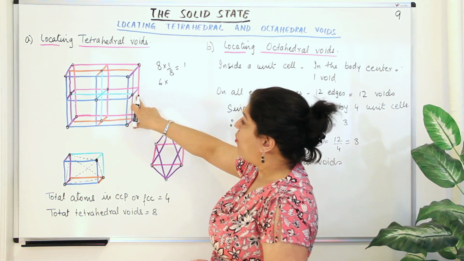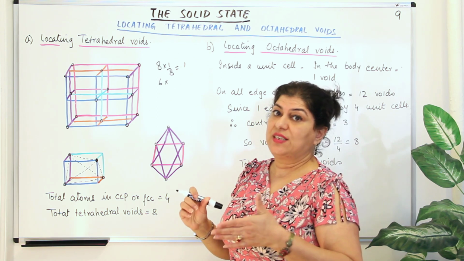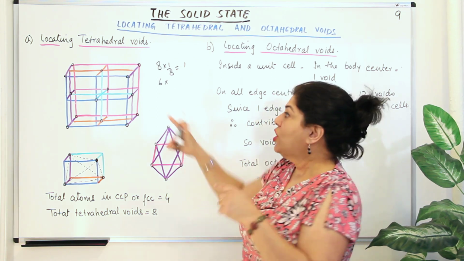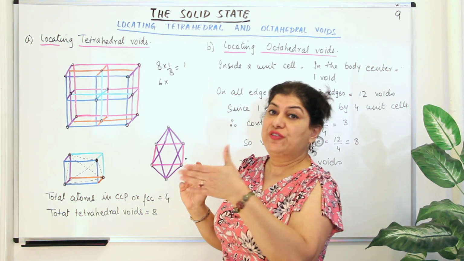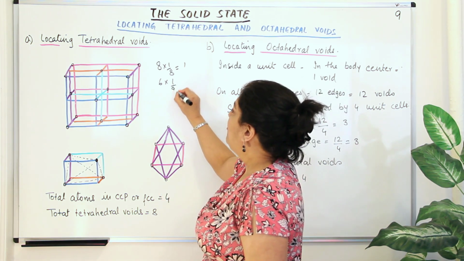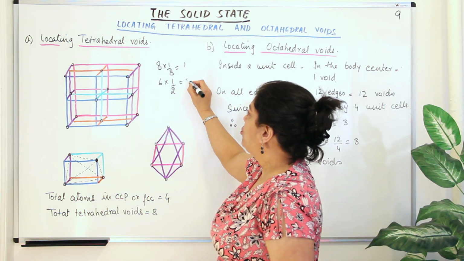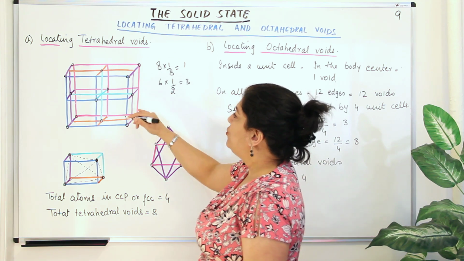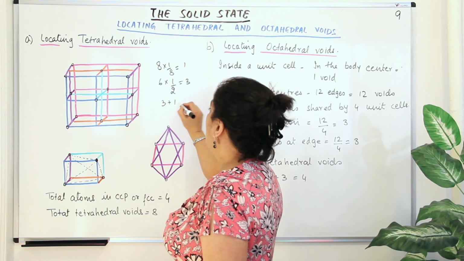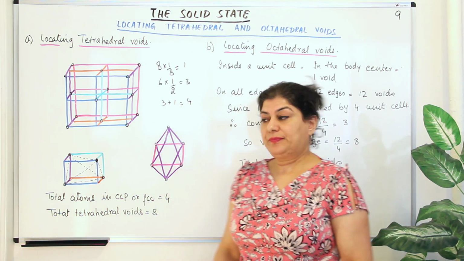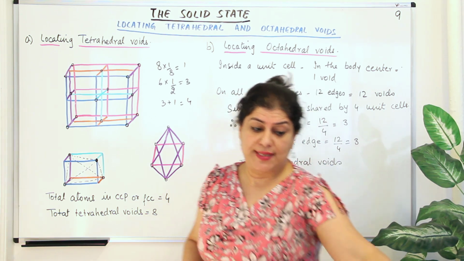So any ball or atom which is on the center of a wall or a face center will be equally shared by 2 atoms. So its contribution is only half. It is contributing only half to the room. So half of 6, their contribution comes out to be equal to 3 atoms. So in a unit cell, that is face-centered unit cell, the total number of atoms is 3 plus 1 is equal to 4. So we know that there are 4 atoms in a unit cell which is face-centered cubic.